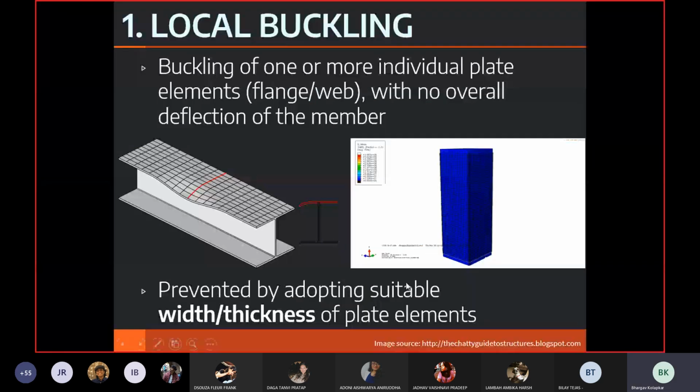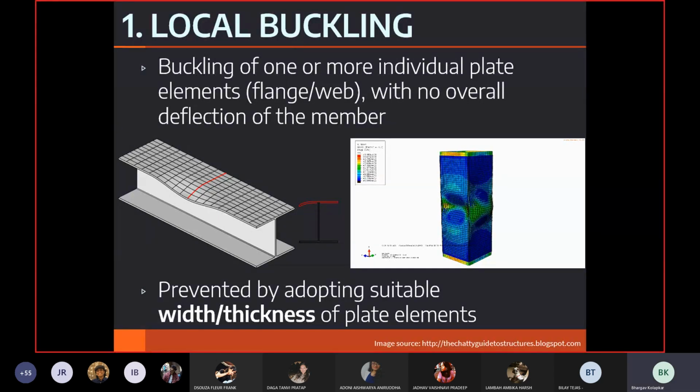Just make sure that there is a sufficient width to thickness ratio. The width is the width of the member and thickness is thickness. So if you increase the thickness, this ratio automatically decreases. So a simple way of avoiding local buckling is a larger thickness, meaning that this width to thickness ratio should be lesser. Any questions here?